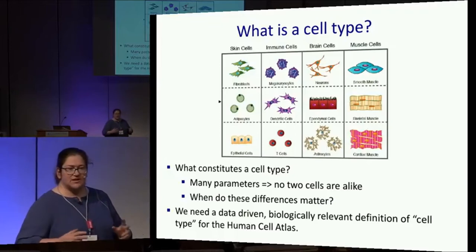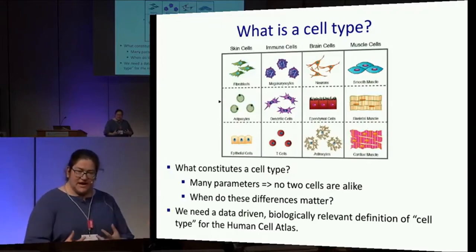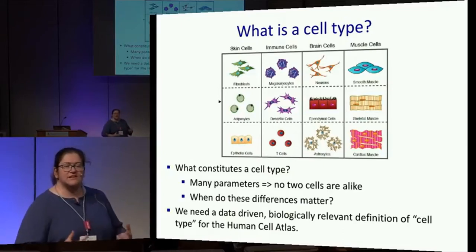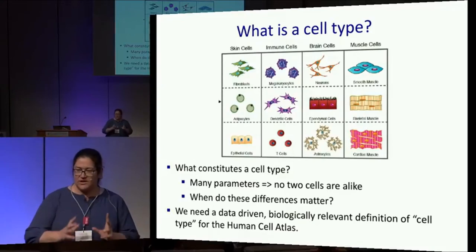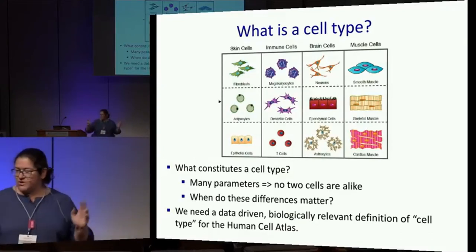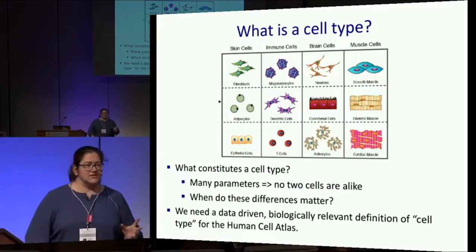I'm actually not going to try and make this distinction. So when I talk cell type, I mean cell state, because I think we're going to have to define an entire new language. And there's also continuum. So we really have to redefine, based on this data, what we mean in the Human Cell Atlas when we talk about cell type. We're going to have to drive our definitions by the data we collect, but we'll have to do this in close collaboration and communication with biologists so that these definitions will actually have meaning and impact.